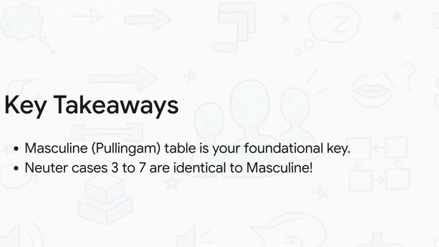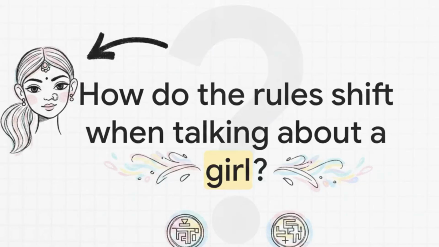Guys, this is a massive time-saving shortcut. By putting in the effort to master the masculine table today, you've actually just learned the vast majority of the neuter table automatically. You literally just got 2 for the price of 1. So, we know exactly how to talk about that boy using the pullingam table. And we've already got a massive head start on the neuter table. But that leaves us with one pretty big question. If sa points to a boy, how do all these rules shift when we want to talk about a girl using the feminine gender, or strilingam?